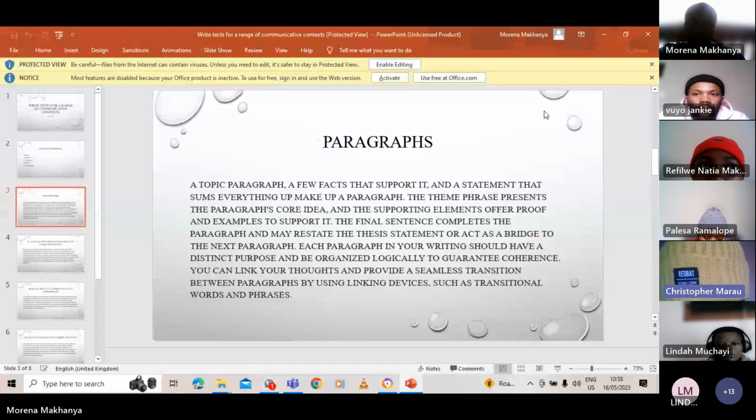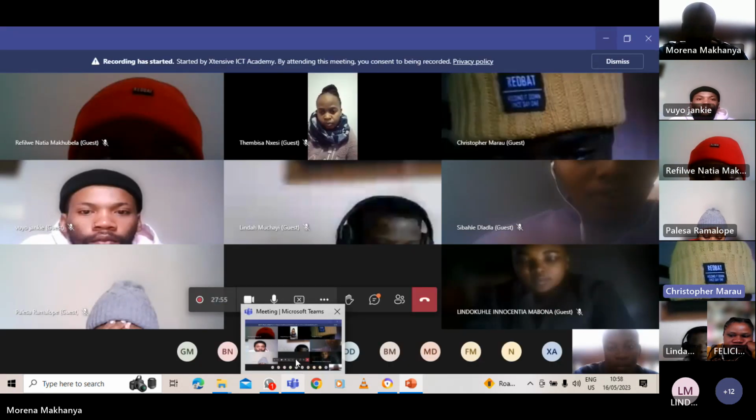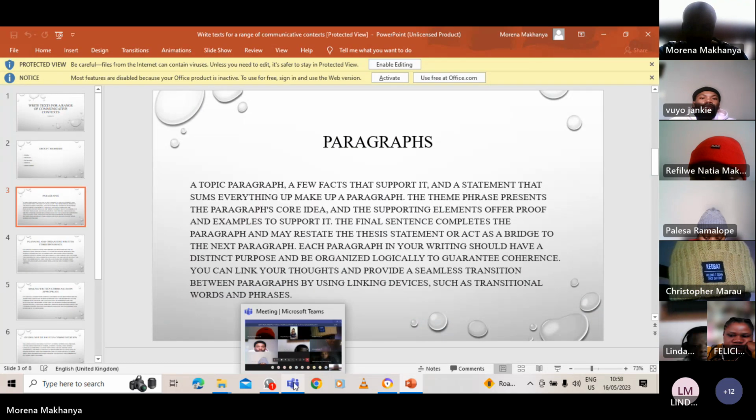Each paragraph in your writing should have a distinct purpose and be organized logically to guarantee coherence. You can link your thoughts and provide seamless transitions between paragraphs by using linking devices such as transitional words and phrases. Okay, thank you so much.